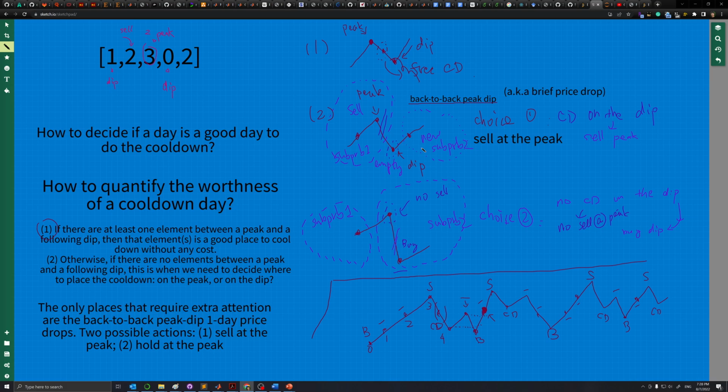The only thing we need to do now is to find these back-to-back peak dip places, and then we're gonna just cut the problem there. We cut at any of these back-to-back peak dip drops, cutting the entire array into subarrays. And that's great. The only last question we're gonna ask ourselves is how do we find such subproblems, right?